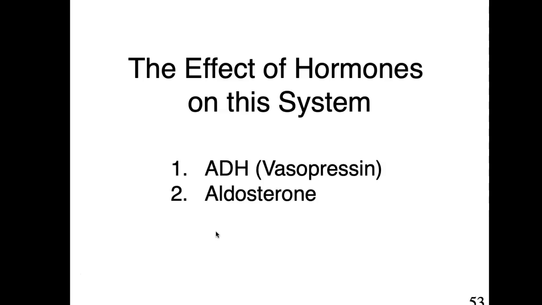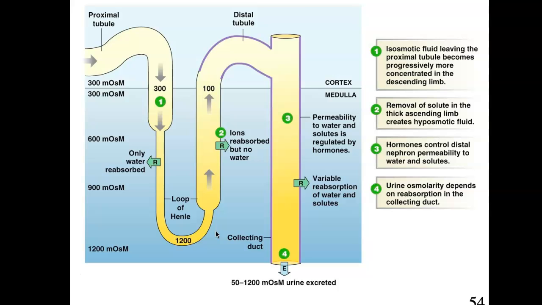So vasopressin, ADH, antidiuretic hormone. If it's antidiuretic, it means that it prevents the loss of water, prevents the loss of excessive water, and aldosterone. So let's look at those. Back to the nephron again, but the section we want to look at now is here. So the distal convoluted tubule and in the actual collecting duct, right? So it's highlighted in purple here.